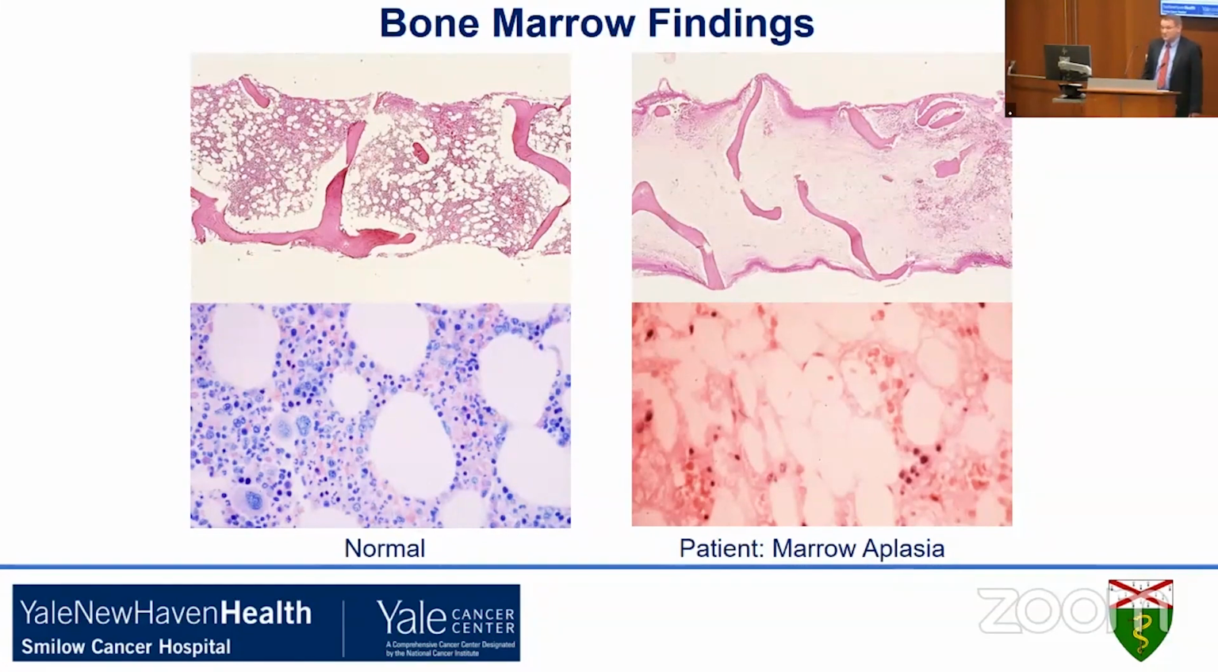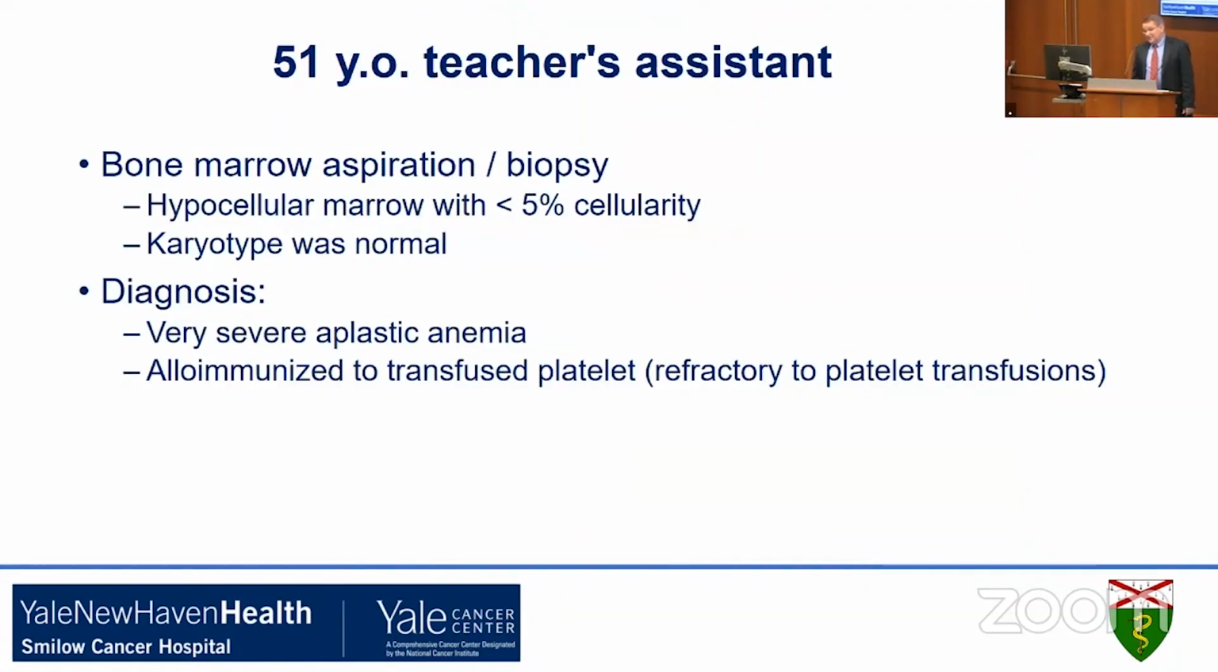On the right side, you see pretty much fat and very few cells, and that's what you see in aplastic anemia, so-called marrow aplasia. So in her case, that's what we saw, no cells other than fat cells in the marrow. So the cellularity was assessed as less than 5%. Her karyotype was normal, and diagnosis of very severe aplastic anemia was established.